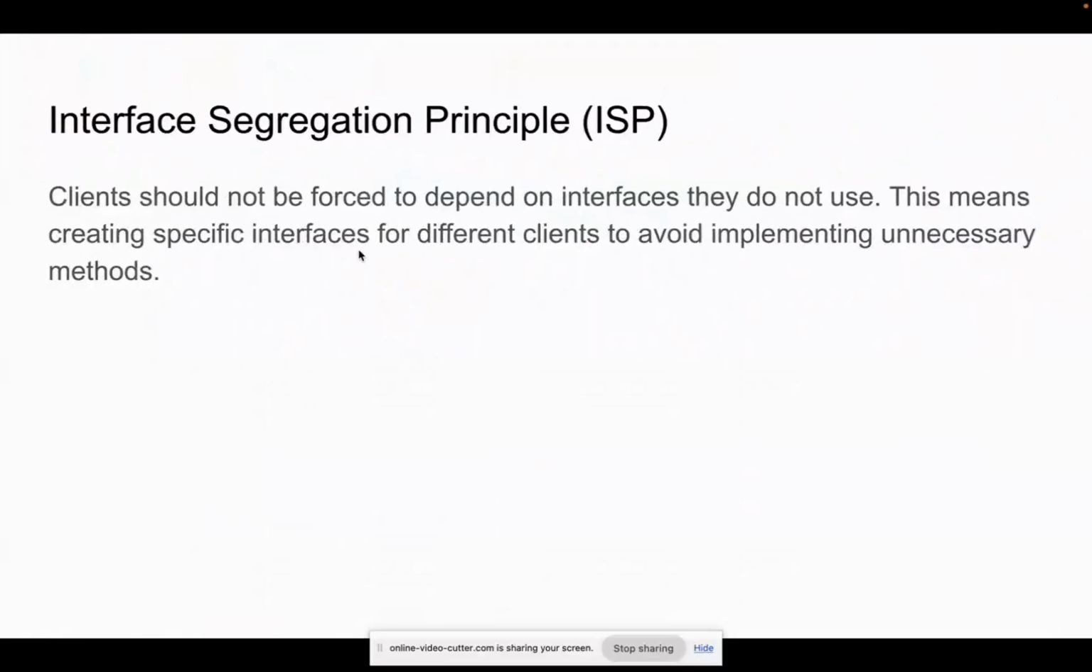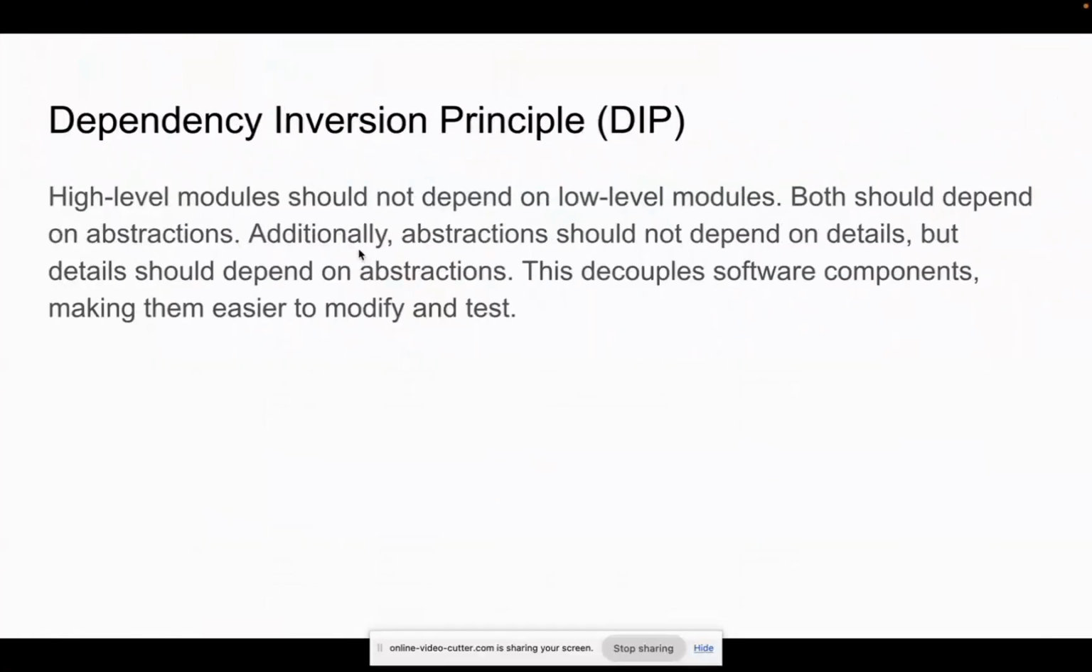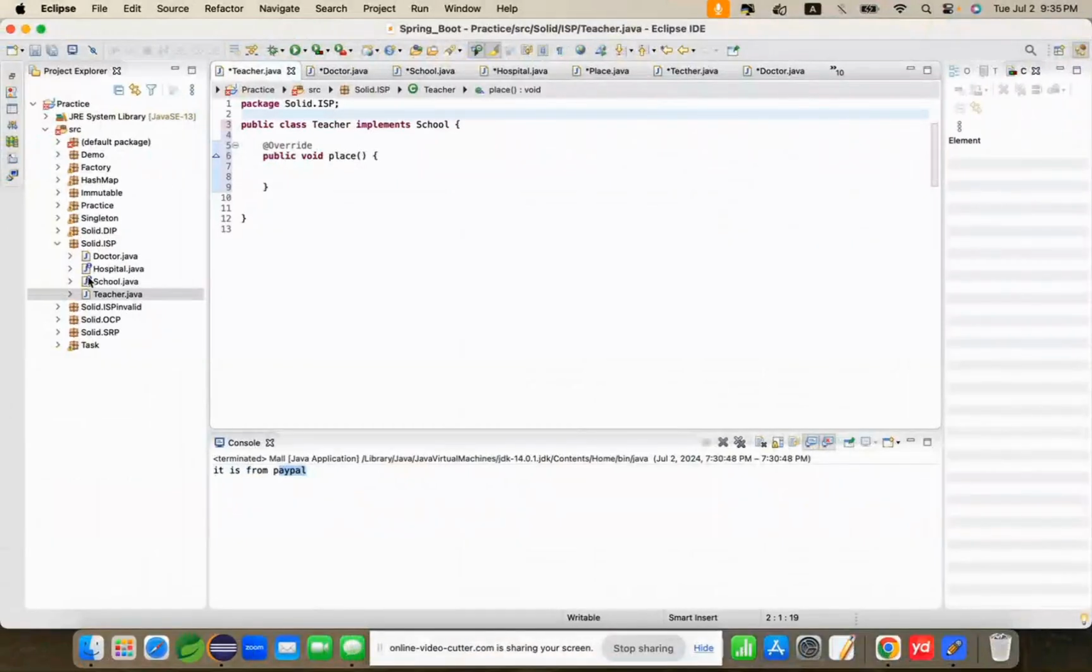Now let's go to the last one, the dependency inversion principle. High-level modules should not depend on low-level modules. Both should depend on abstractions. Additionally, abstractions should not depend on details, but details should depend on abstractions. This decouples software components, making them easier to modify and test. Now let's quickly see the example.